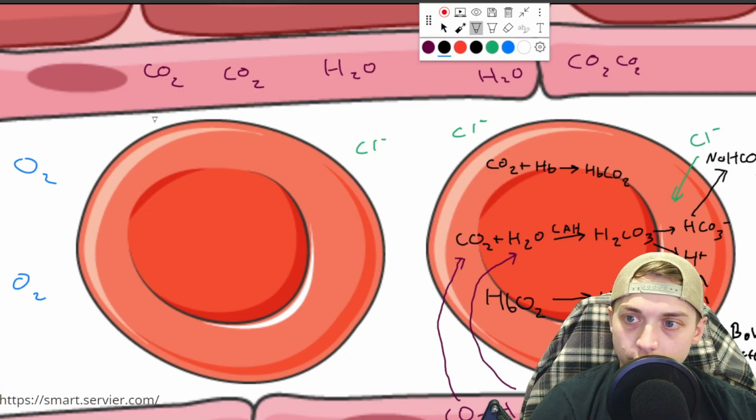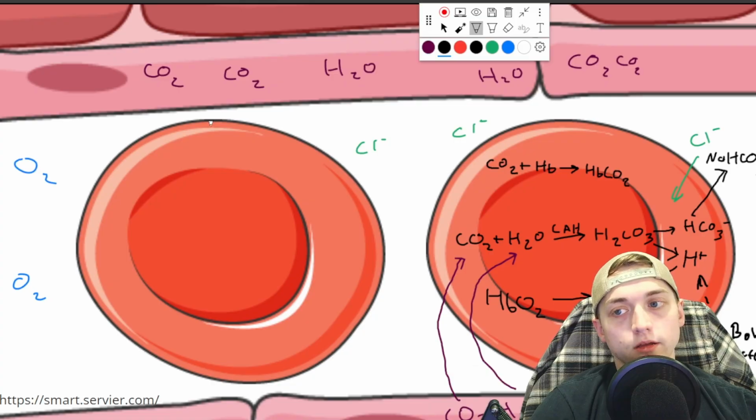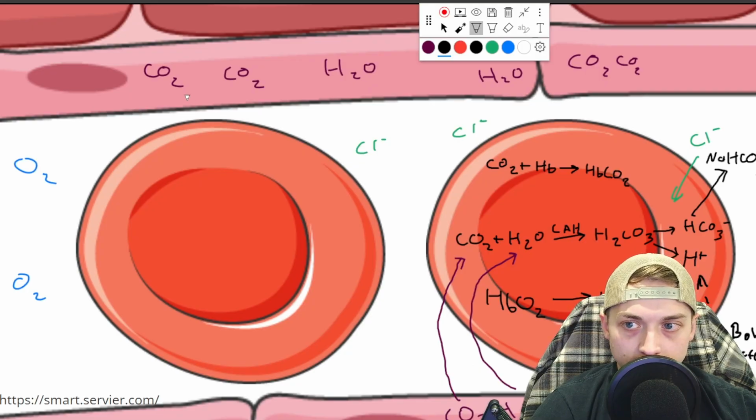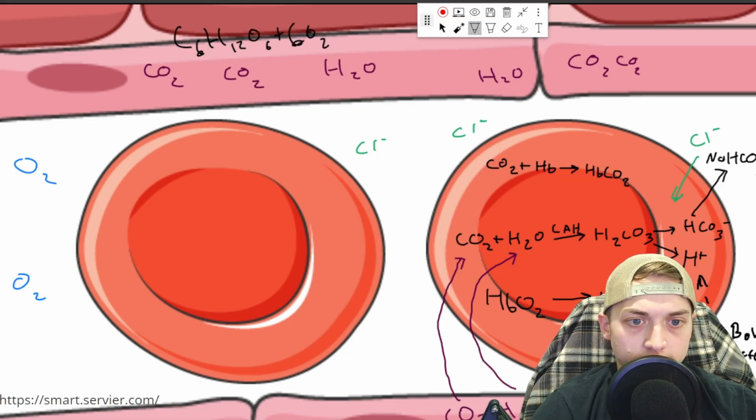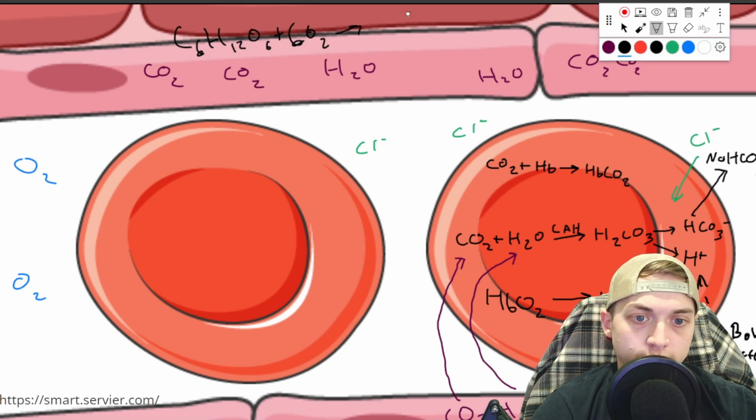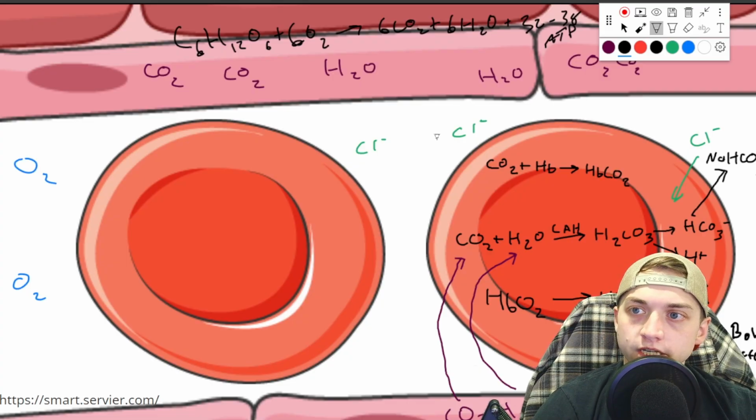Okay. So remember from the very first lecture, right? How does our body use oxygen? Well, it uses oxygen to break down glucose so that you can get ATP, right? So remember what that formula is. It's C6H12O6 plus 6O2, and that is going to react, and you're going to get 6CO2 plus 6H2O plus 32 to 38 ATP. Okay.